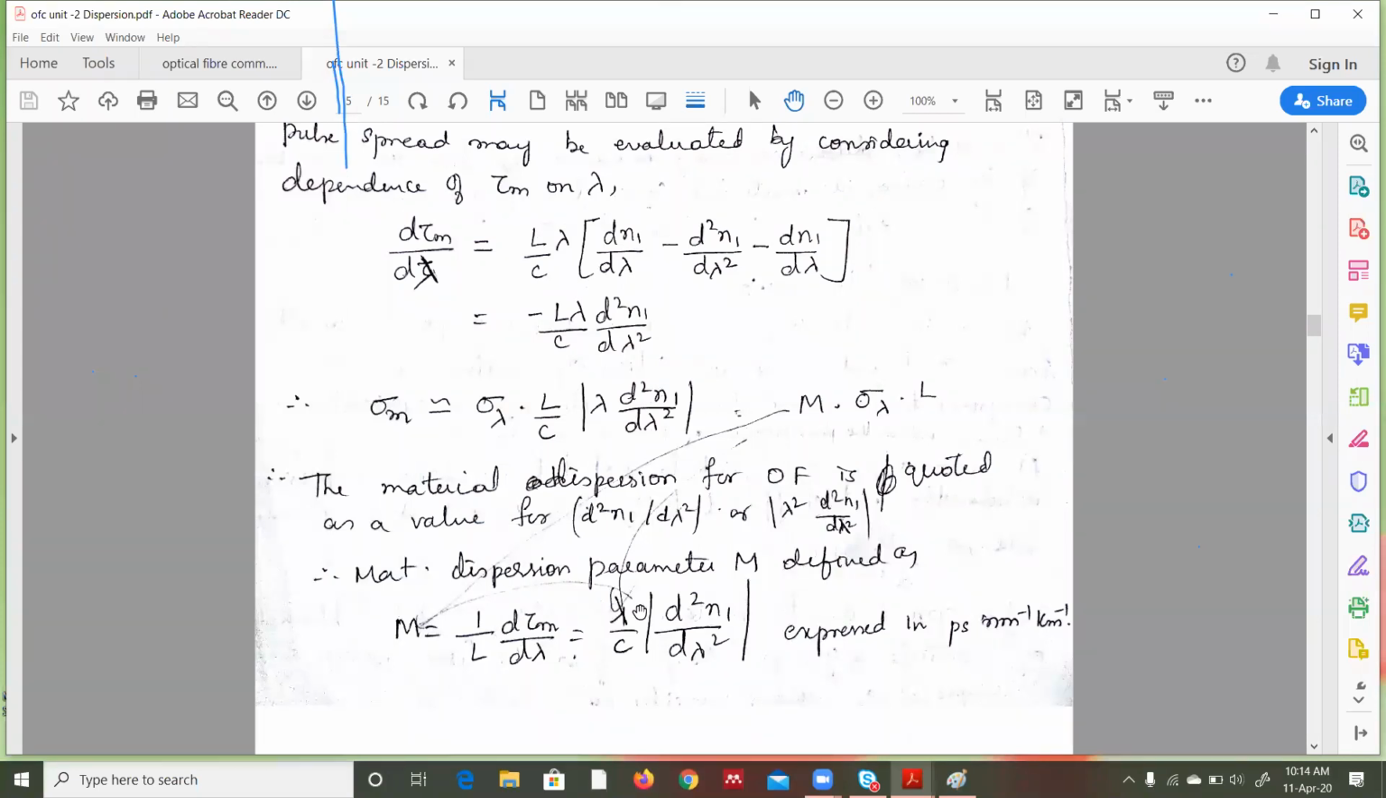M is lambda by c, d square n1 by d lambda square. So please remember this equation. M can be represented either in terms of lambda d square n1 by d lambda square divided by c, or it can be lambda square. That we will come to know once we do the problem. Okay. So M is now lambda by c, d square n1 by d lambda square. So consider this quantity in this sigma M expression. So you can find lambda by c into d square n1 by d lambda square.